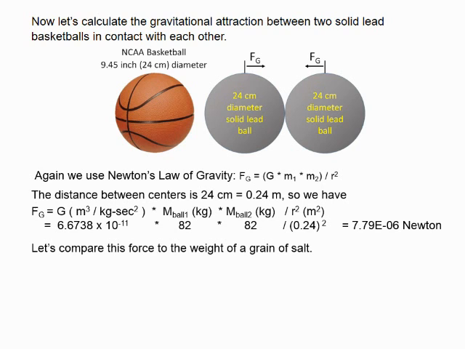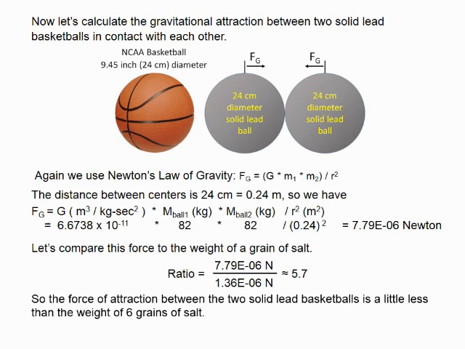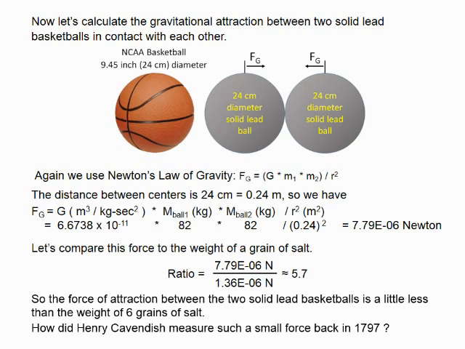Let's compare this force to the weight of a grain of salt. We have the ratio of 7.79 that we just calculated to 1.36, which is the calculation of the weight of a grain of salt earlier. And this is equal to approximately 5.7. So the force of attraction between the two solid lead basketballs is a little less than the weight of 6 grains of salt. How did Henry Cavendish measure such a small force with the instrumentation available back in 1797?